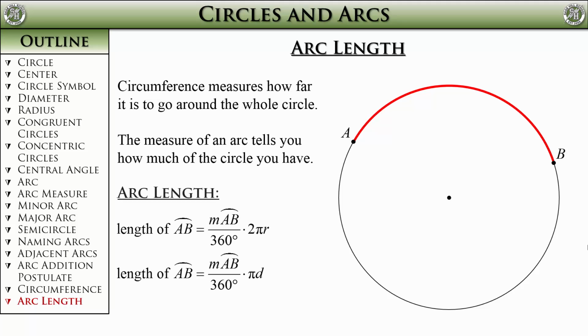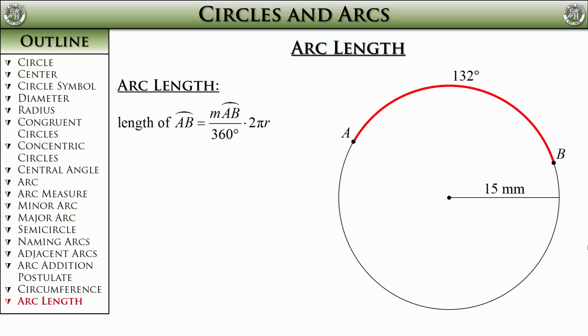Here is the formula. Note that there are 2 versions of the formula depending on which circumference formula you prefer to use. Also notice the pieces of the formula. This part is the circumference. It computes the distance around the whole circle. But we don't want the whole circle. We only want the part of the circle covered by our arc. The measure of our arc tells us how many degrees out of 360 degrees we have in our arc. That's the formula. Let's see it in action.